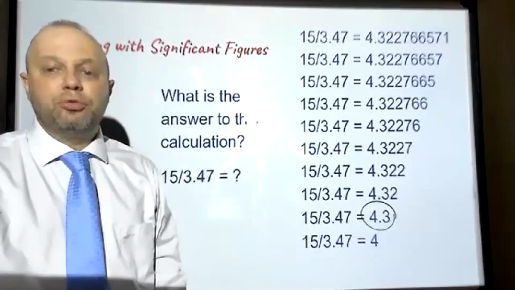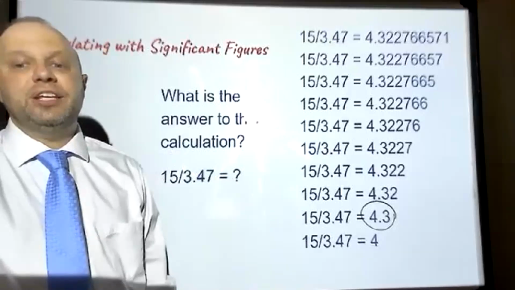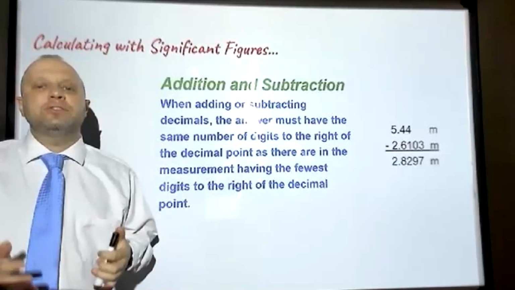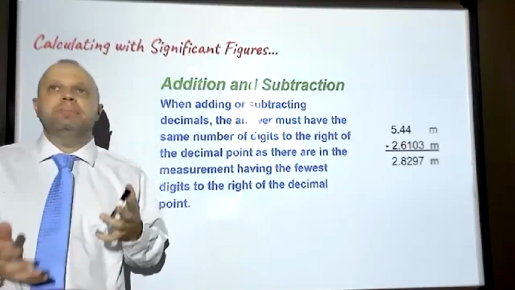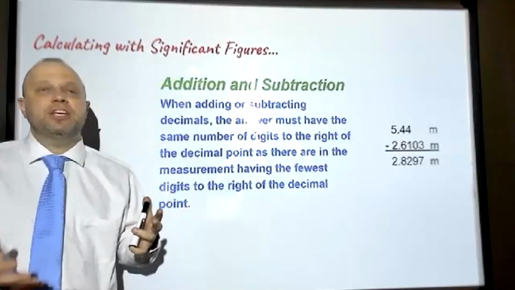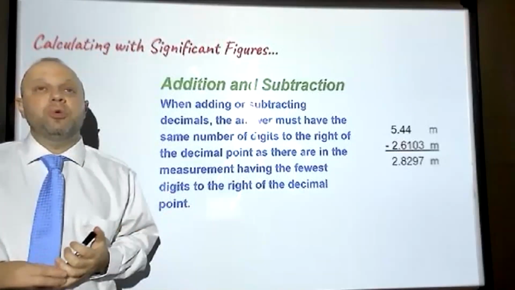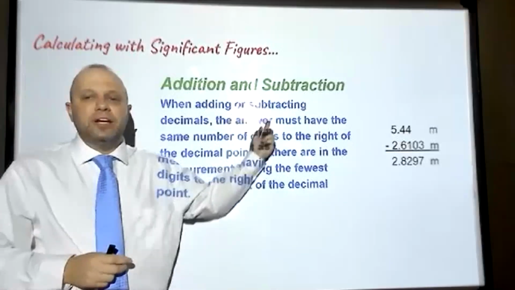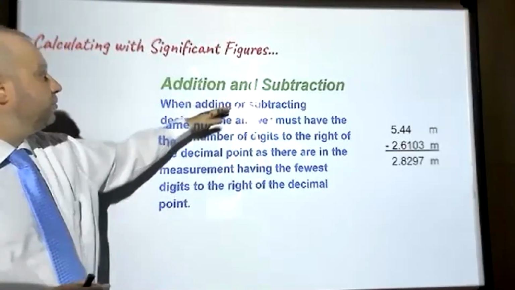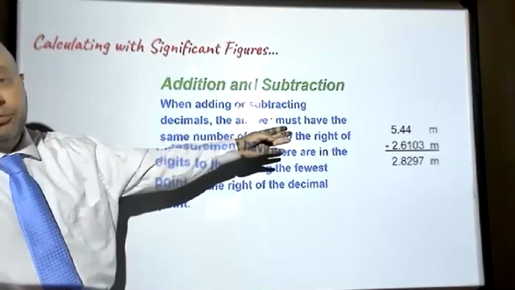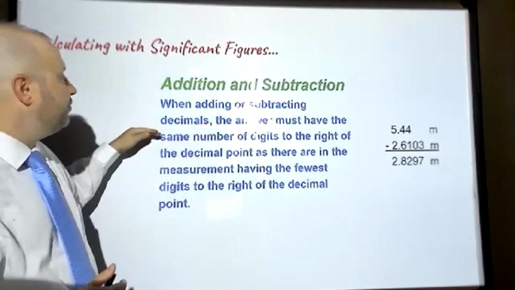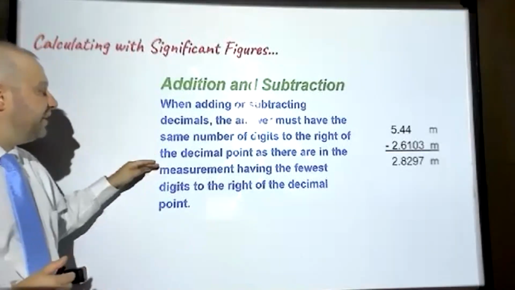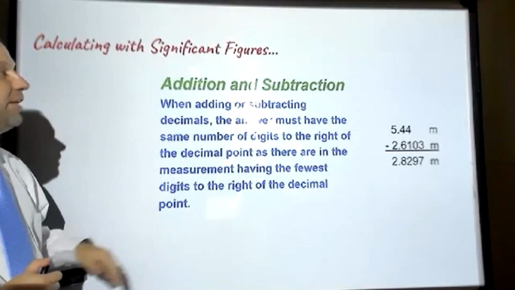So let's take a look at the rules for working with significant figures. As you can see here, I have the rules for adding and subtracting, and it's interesting because the rules for adding and subtracting with significant figures are different than the rules for multiplying and dividing. I know this is a little blurred out, so I'm just going to read it to you. It says, when adding or subtracting decimals, the answer must have the same number of digits to the right of the decimal point as there are in the measurement having the fewest digits to the right of the decimal point.